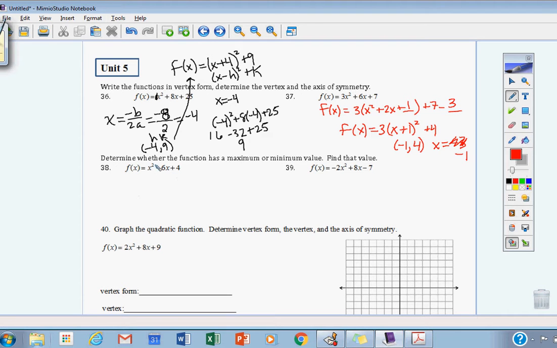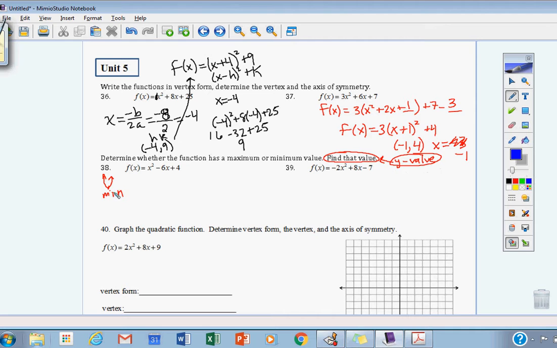That's a very quick answer. This is a positive a value. It's going to open up, so this will have a minimum value. And then find that value. The key to these is that when they say find that value, it means the y value. Okay, so what we've got to do here is now crank through the calculation.